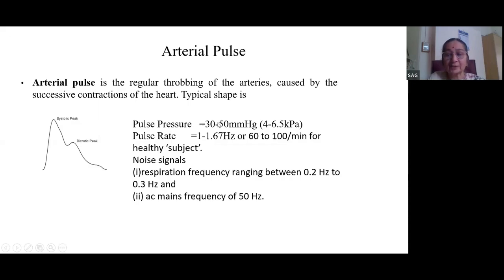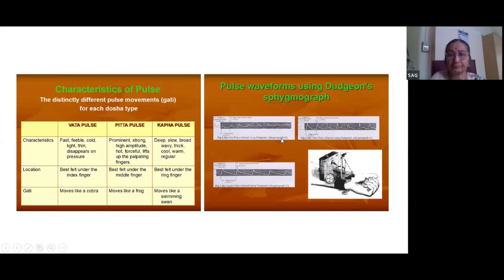This pulse pressure is typically in the range of 30 to 50 millimeter of Hg. It's 5 to 6.5 kPa. Pulse rate is typically 1 to 1.67 hertz. That is 60 to 100 beats per minute for a healthy person.